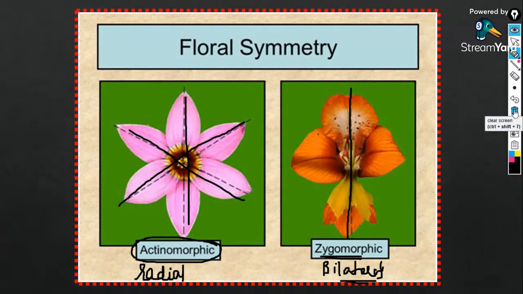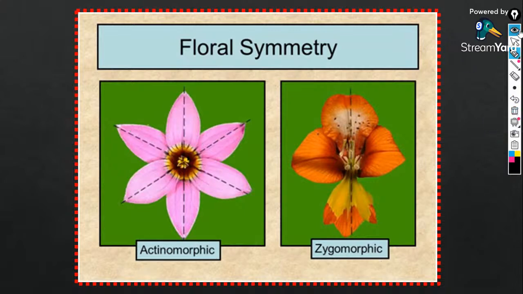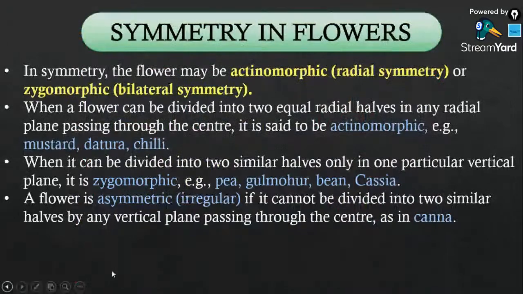You will have the quiz today at the end of the session, based on yesterday's and today's class. So the examples are super important for the quiz as well. Actinomorphic: mustard, datura and chili. Zygomorphic: pea, gulmohar, bean and cassia. Asymmetric flower is seen in canna.